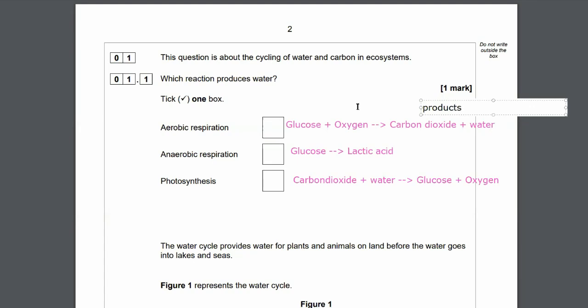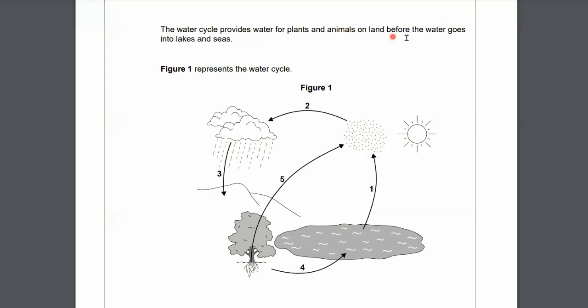Now, obviously, products are on the right-hand side of a reaction and reactants on the left-hand side. So it's a case of just look which one produces water. We can see this first equation, aerobic respiration, produces water. So there's our answer.